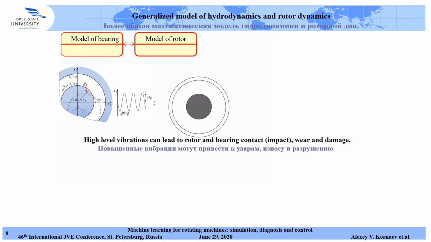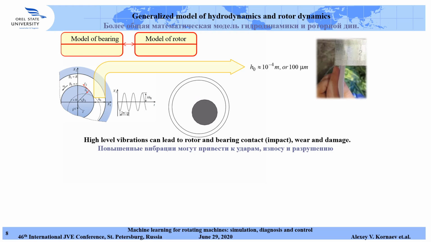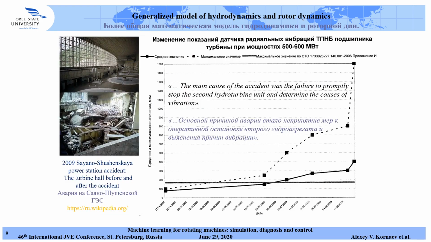The gap in the fluid film is very small. The gap size is similar to a paper sheet thickness. A rotating rotor oscillates, which should not be too large in amplitude. Otherwise, the hydromechanical system may lose stability and collapse. Therefore, vibration control and actions to reduce vibration are very important.